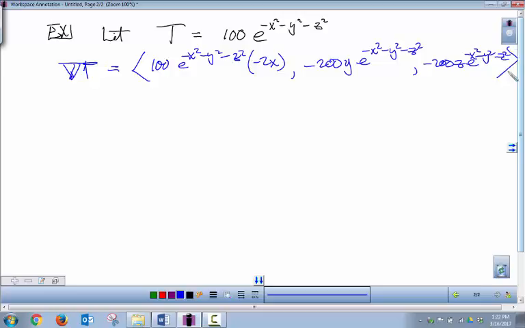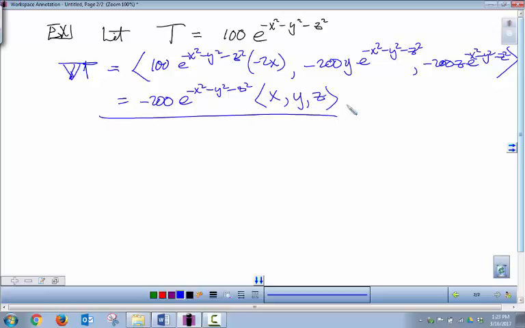So if we're going to work with this a little bit deeper, we might want to factor things out so that we can have an easier thing to deal with. But I'm happy with this answer. But if you do want to factor out, it looks like we could factor out a negative 200 and then e to the negative x squared minus y squared minus z squared. And then after you factor all that out, all you'll have is an x, y, and a z. Interesting. So that's your gradient, written in a couple of different ways.